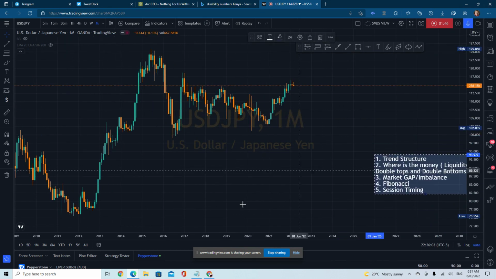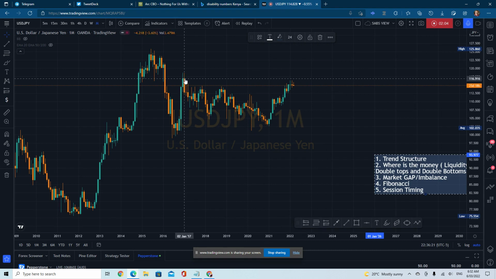Since today we're looking at this pair, I'll quickly have a look at it. First we look at the market structure, and what I always do is what we call a top-down analysis. By a top-down analysis, it means I start to look at the market from the monthly perspective. For this pair USD JPY, from a monthly perspective, we see that this pair has been ranging all the way from 2017.